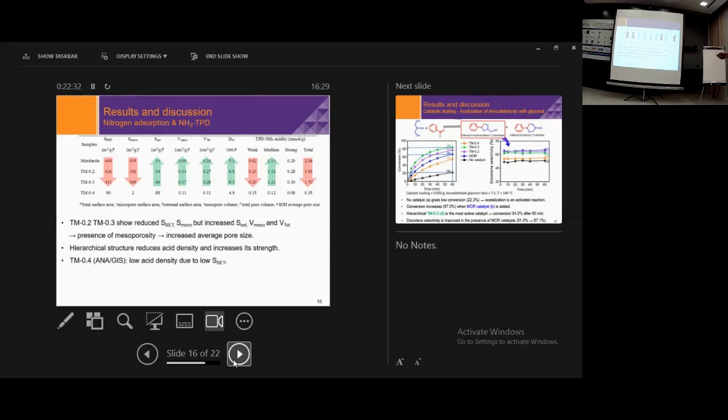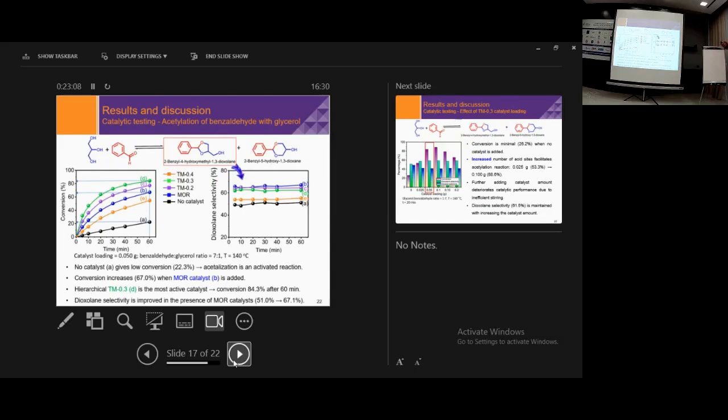In addition, when we increase the OTMS ratio, the total acidity is reduced, but the acid strength increases from 1.1 to 1.2 to 1.3. For TM 0.4, we can see it shows a very low BET surface area and surface acidity. This is due to the non-porous structure.